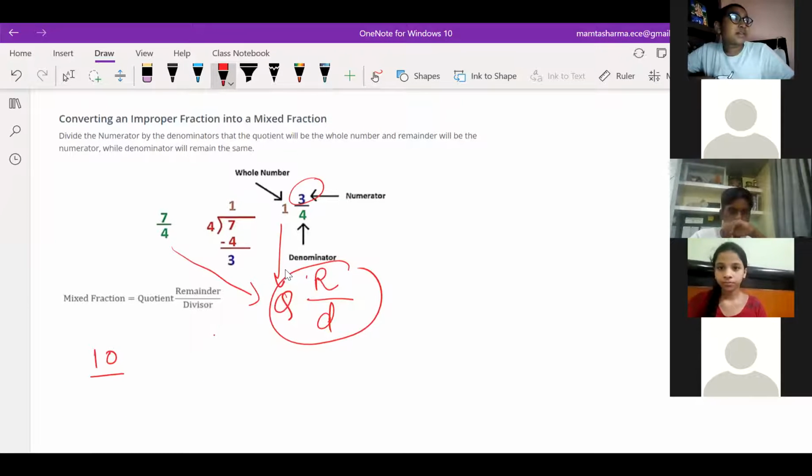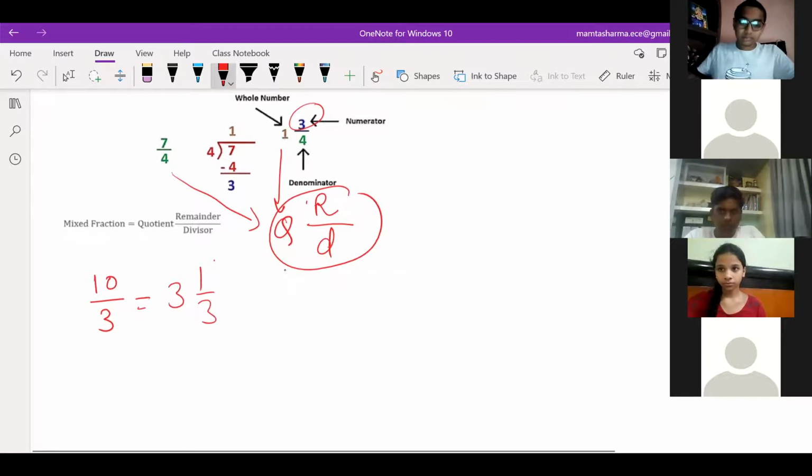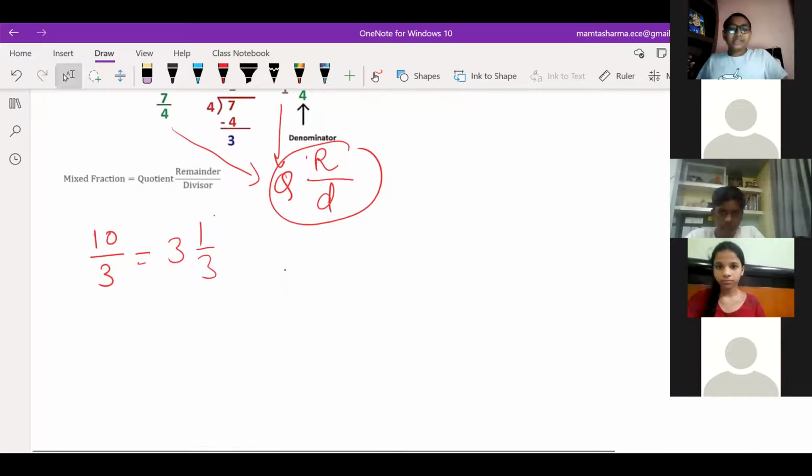I'm giving you an example. Convert this 10 by 3 into a mixed fraction. Convert it fast. Do it. 3 1 by 3, ma'am. 3 1 by 3. Are you not doing? I'm doing. Yeah, do it. 10 by 3 will be 3 and 1 by 3.